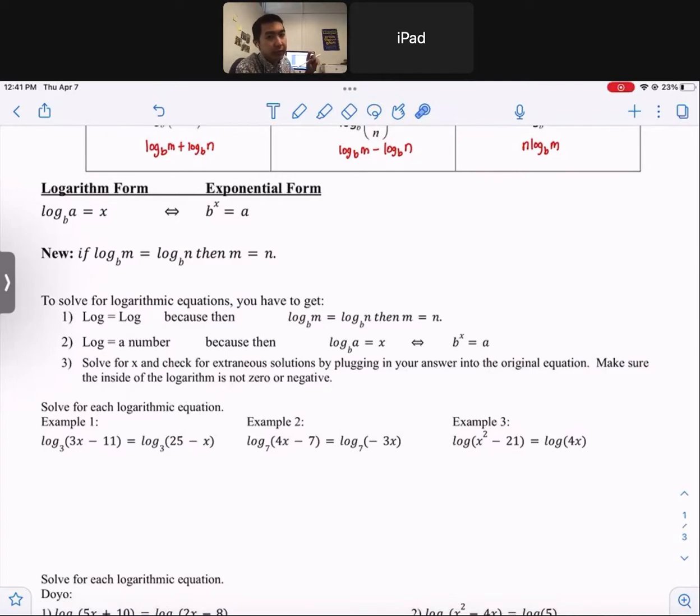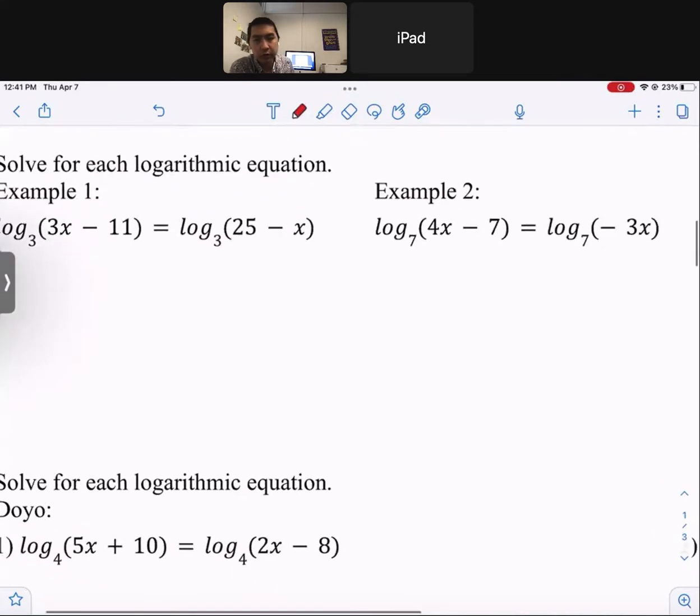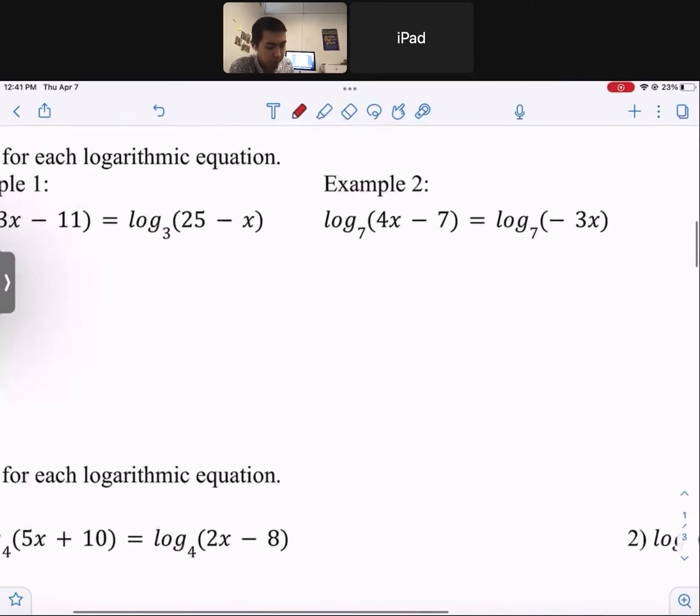If you plug the x value you found into the original equation and the simplification is negative, so you get log of a negative number, then that is an extraneous solution. And if it's log of 0, that's also an extraneous solution. So we should just try a couple of these.